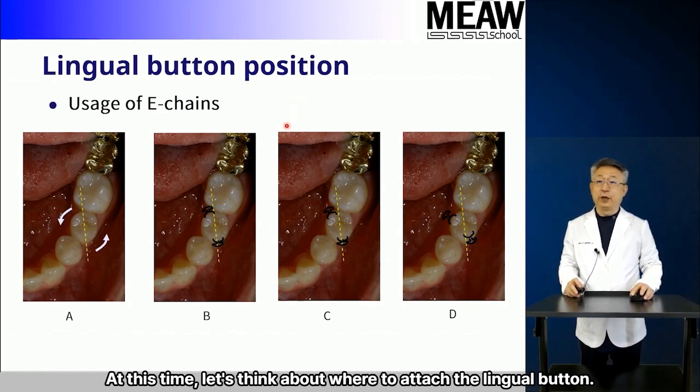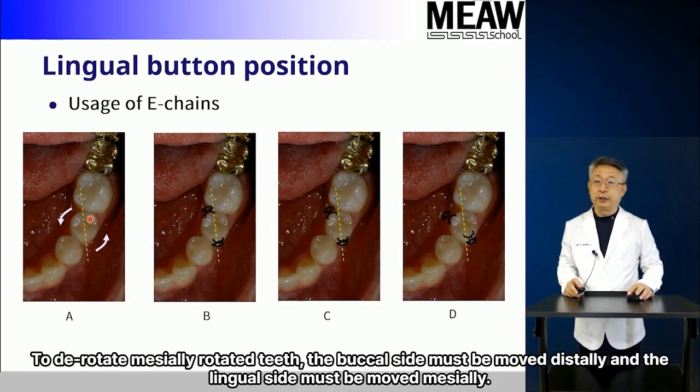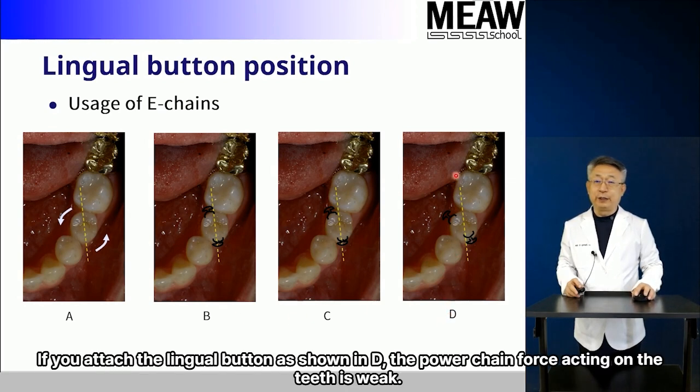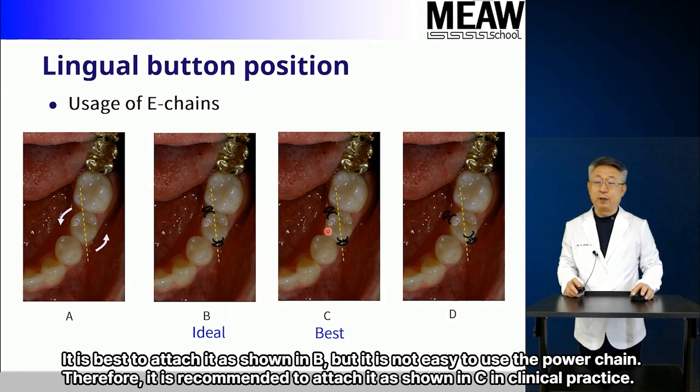At this time, let's think about where to attach the lingual button. To derotate mesially rotated teeth, the buccal side must be moved distally, and the lingual side must be moved mesially. The position of the lingual button can be attached like B, C, D. If you attach the lingual button as shown in D, the power chain force acting on the teeth is weak. It is best to attach it as shown in B, but it is not easy to use the power chain. Therefore, it is recommended to attach it as shown in C in clinical practice.